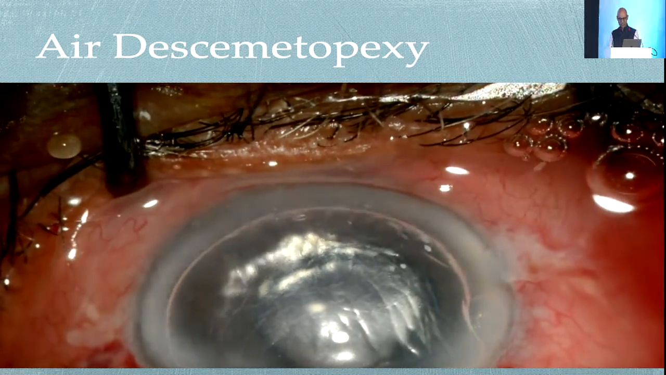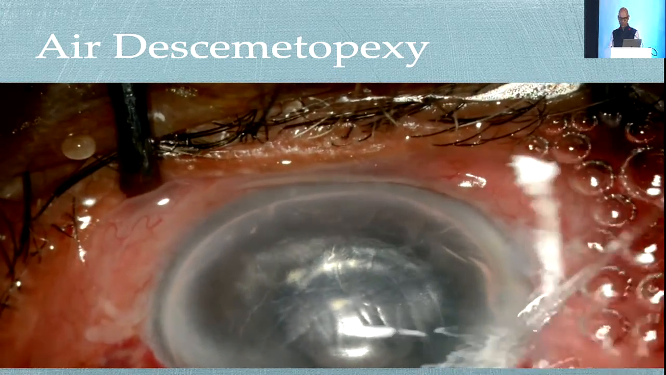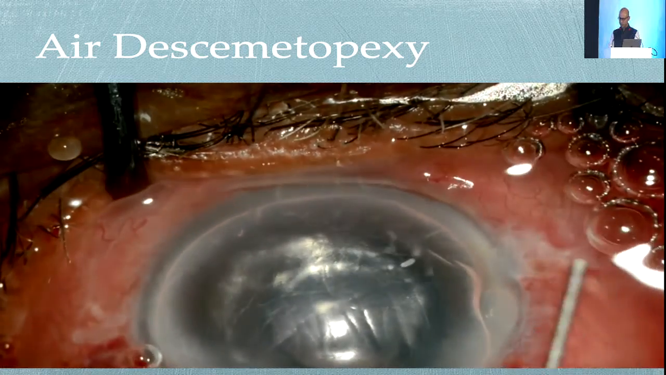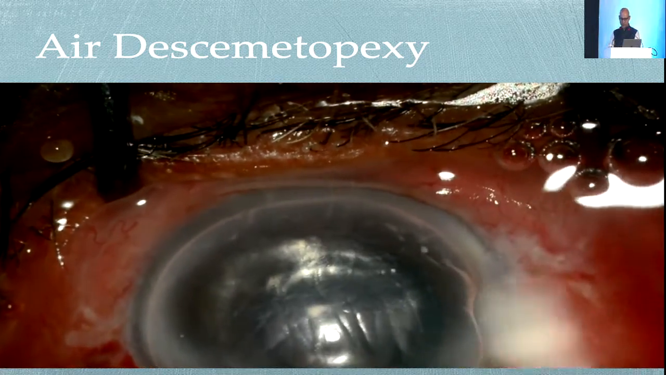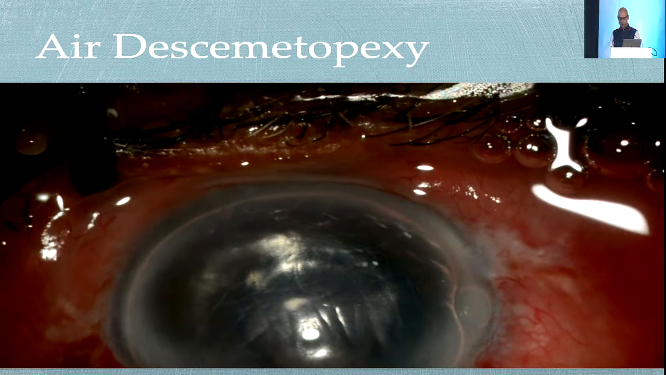But I said I'll just try once, because we know that the endothelium can slide over and kind of compensate. If I'm able to attach the rest of the Descemet's, I might be able to get away, because the area of loss is not exactly in the visual axis.